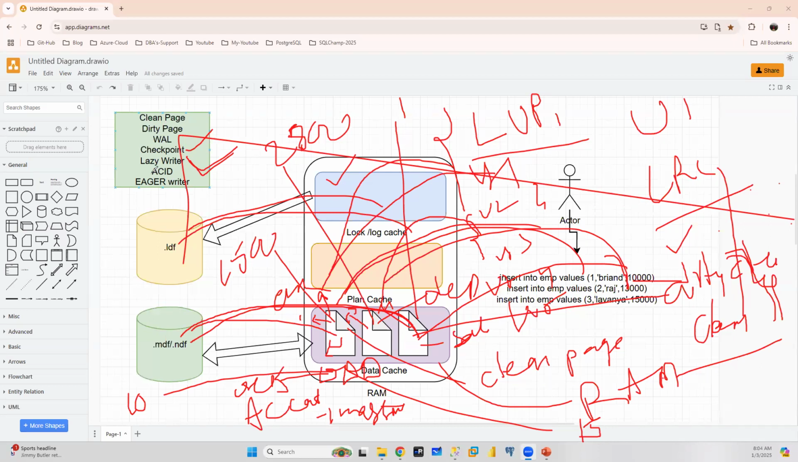One more major difference is that whenever checkpoint triggers, it will move the changes from buffer to disk and make the page a clean page, but it never flushes the pages. But lazy writer also moves the data, and it will make a note and try to destroy the page from the cache.